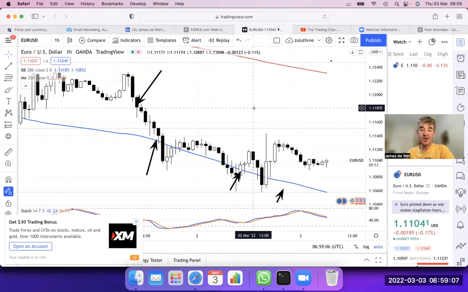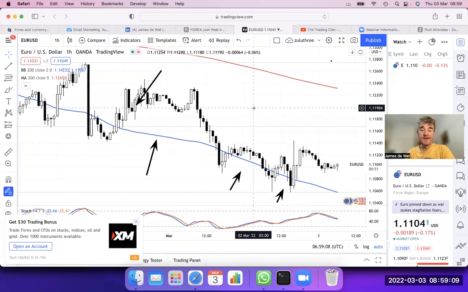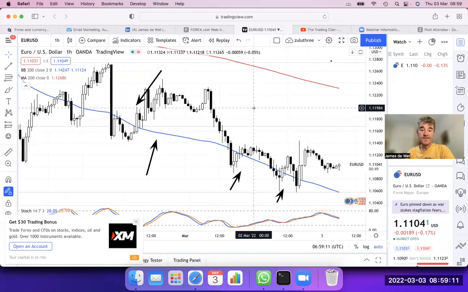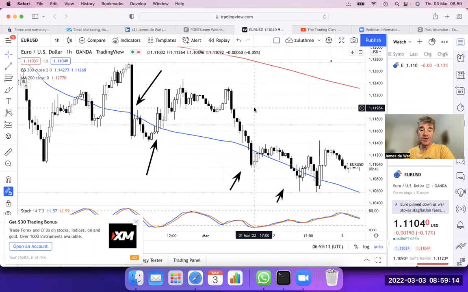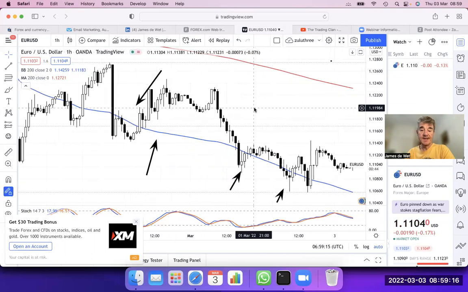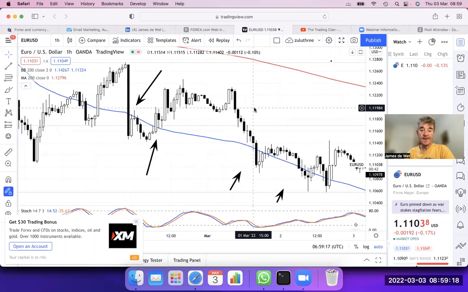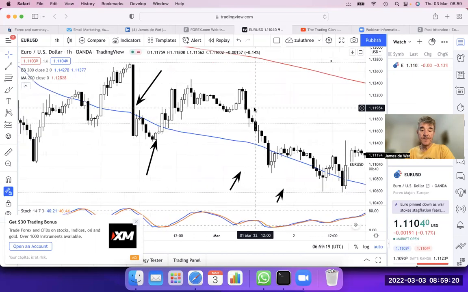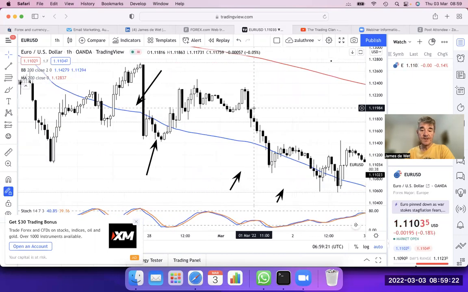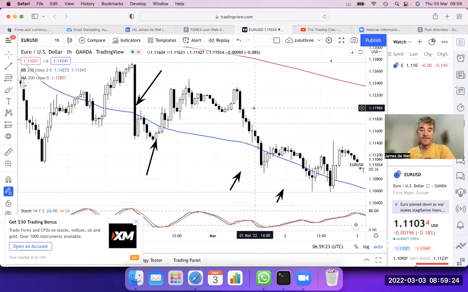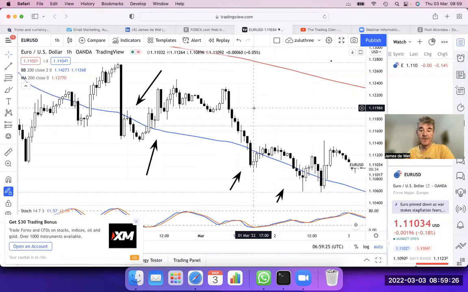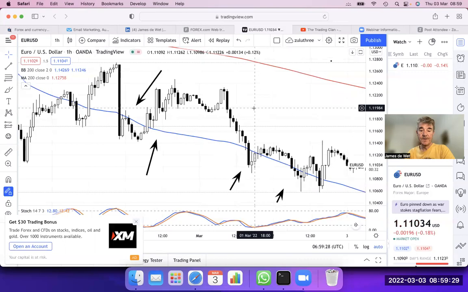Now, let's just get this chart back to the way it was, because I want to illustrate these trades, really. Right, that's good enough.